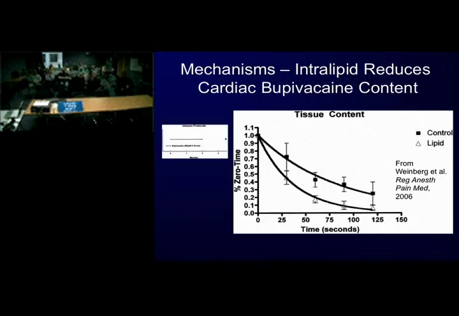One way to determine if extraction of bupivacaine played a role in these isolated hearts, what they did was at different time points, they took little bites of the myocardium, and they were able to determine the bupivacaine concentration. And what you can see here is the difference between control and lipid. The time that bupivacaine left the myocardium was quicker in the lipid group than it was for the control group.